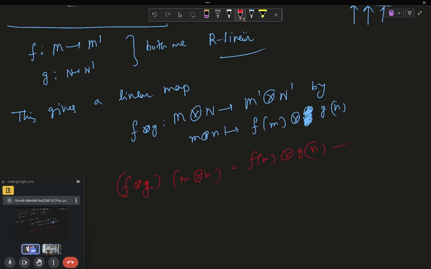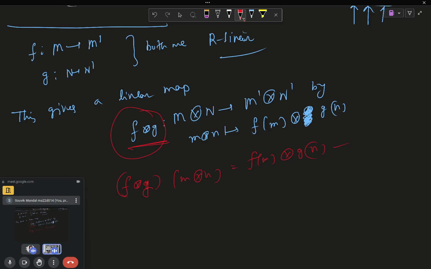It is a well-defined linear map because you can check the well-definedness first by checking the bilinearity of this map. Then it induces a well-defined map from M tensor N to M prime tensor N prime. Understand this? So keep this notation in mind. What does it mean by F tensor G?